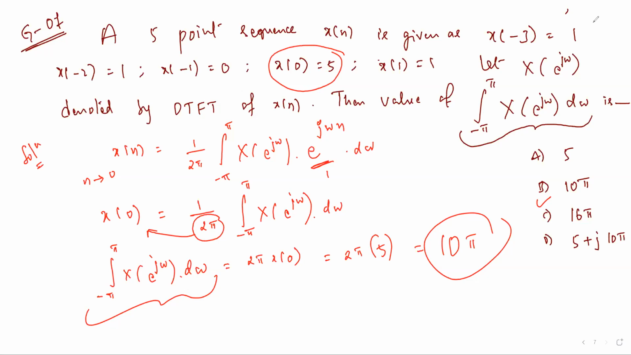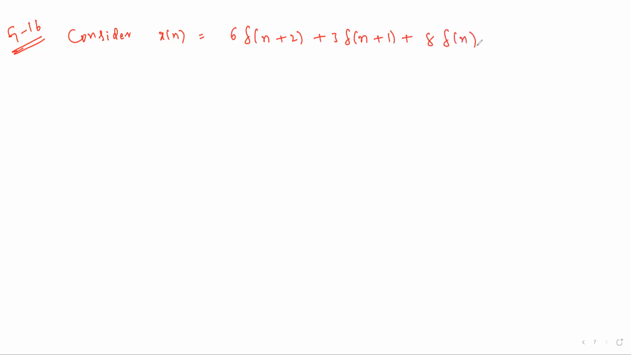I think all of you noted them. Consider x of n equal to 6 del of n plus 2, plus 3 del of n plus 1, plus 8 del of n, plus 7 del of n minus 1, plus 4 del of n minus 2. This is the given sequence x of n.